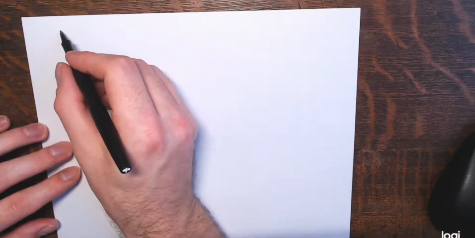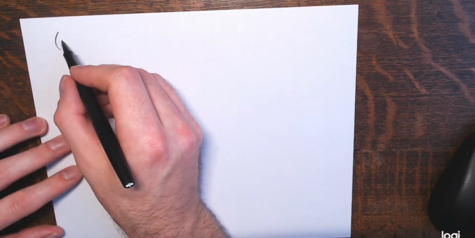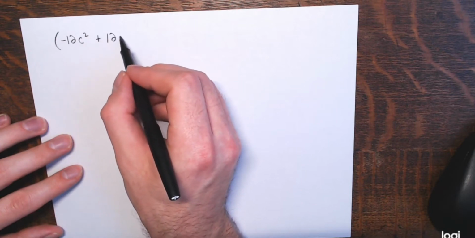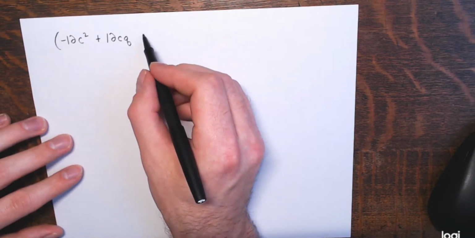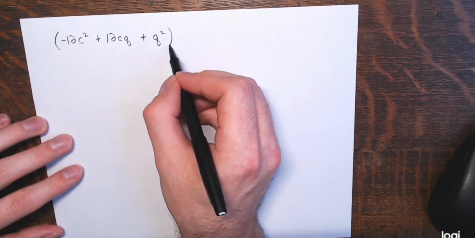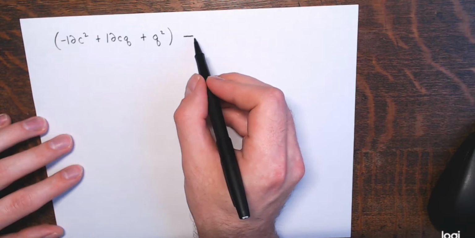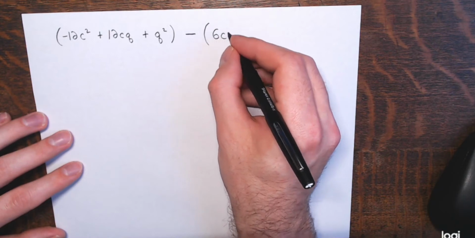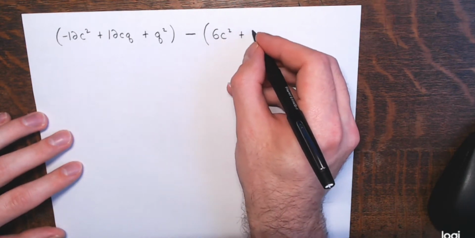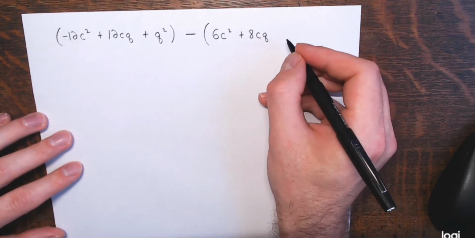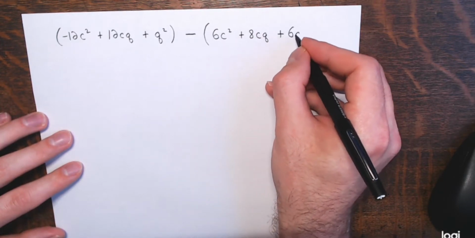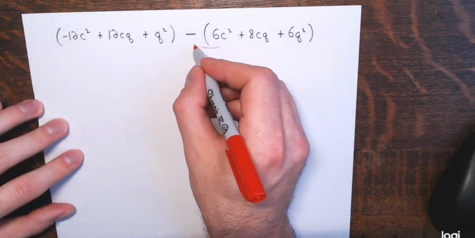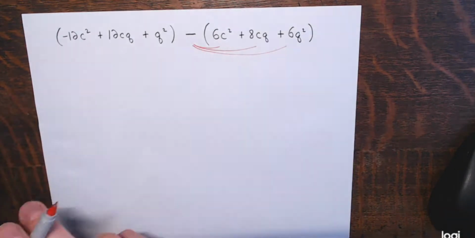So the first polynomial in this difference is -12 times c squared plus 12 times c times q plus q squared. All right, and then from that polynomial we are subtracting, in parentheses, this other polynomial, 6c squared plus 8cq plus 6q squared. But as I was saying earlier, you're not just subtracting that first term, you are subtracting all three of the terms of that second polynomial.